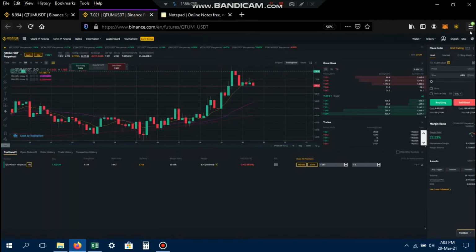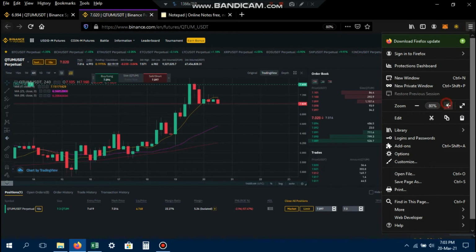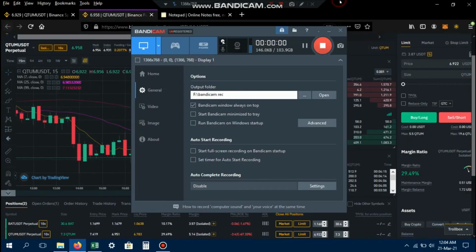Now let me just adjust the screen again. And there is a calculator icon over here. I don't know whether you can see it or not. It's over here.